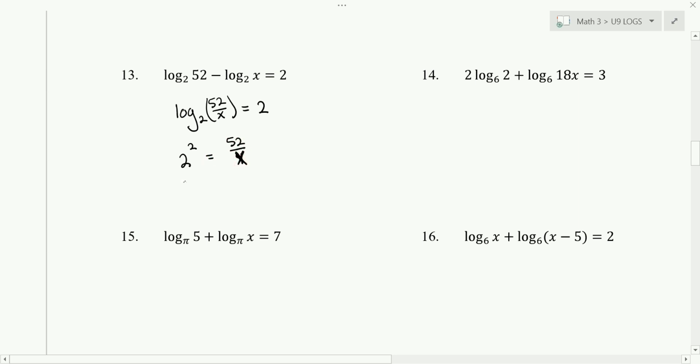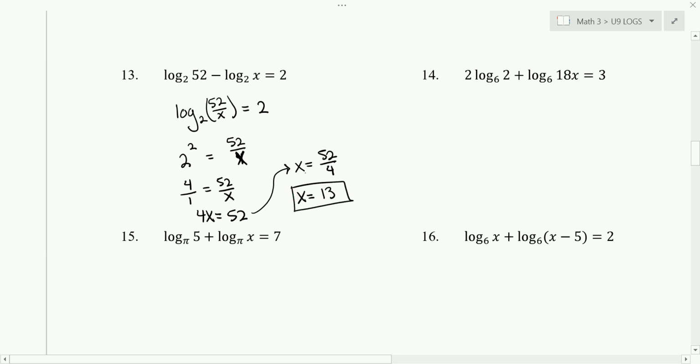So 2 squared is 4. So we get 4 over 1 is 52 over x. If we cross multiply, we get 4x is equal to 52. And divide both sides by 4, and we're going to get x is 52 over 4. 52 over 4 is 13.